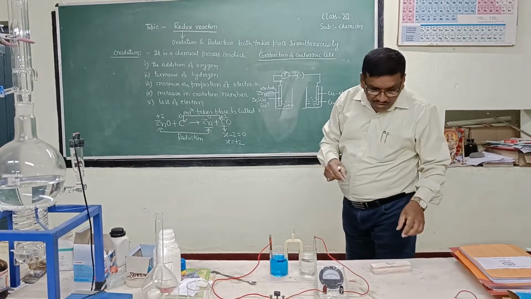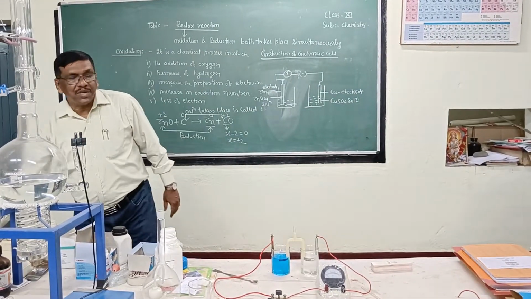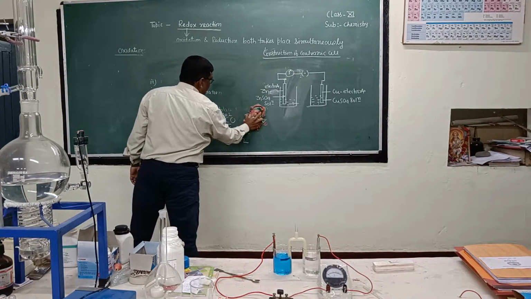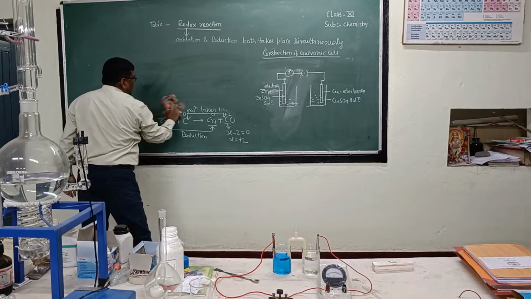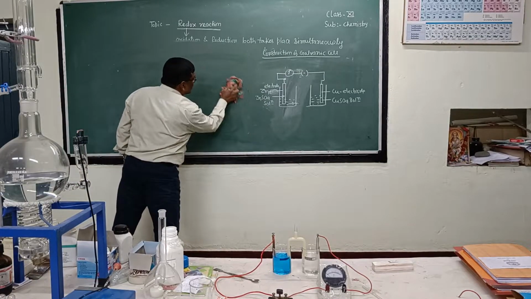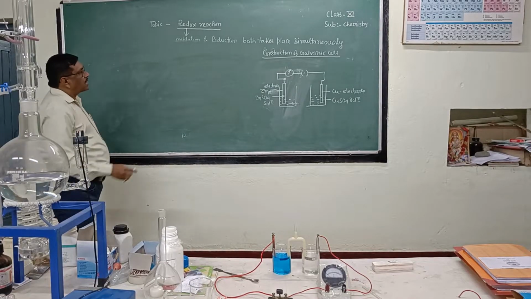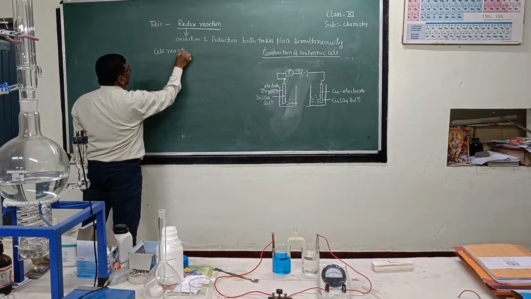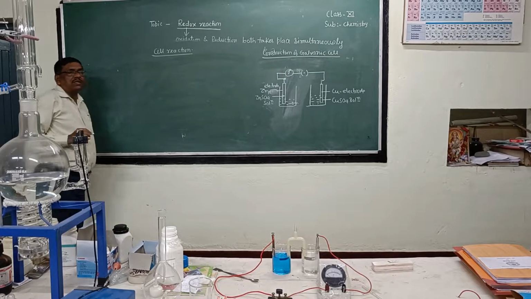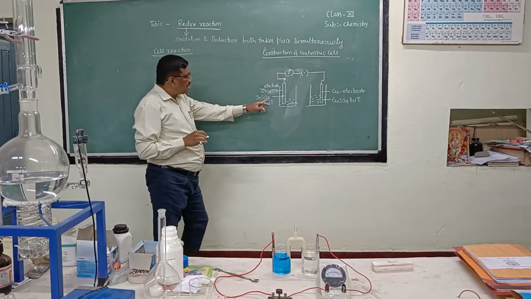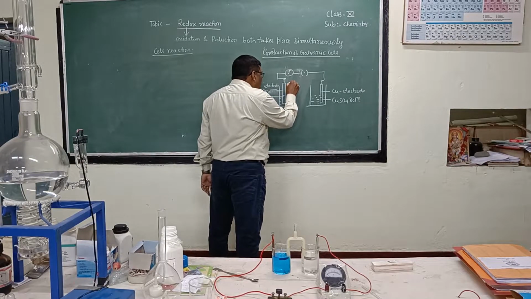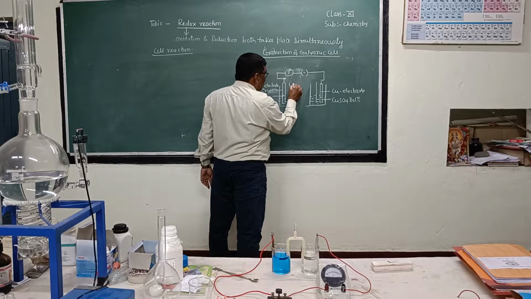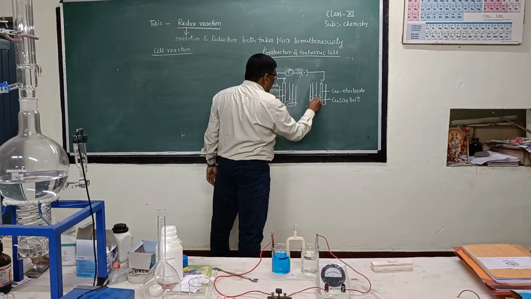So now let us see what reaction is taking place. There are two types of reactions. Zinc, having a high electrode potential, undergoes oxidation. Now let us see the cell reactions. There are two half-cell reactions. One is the anodic half-cell reaction, which takes place on the left-hand side. Both electrodes are connected through a salt bridge. So this one is a salt bridge.